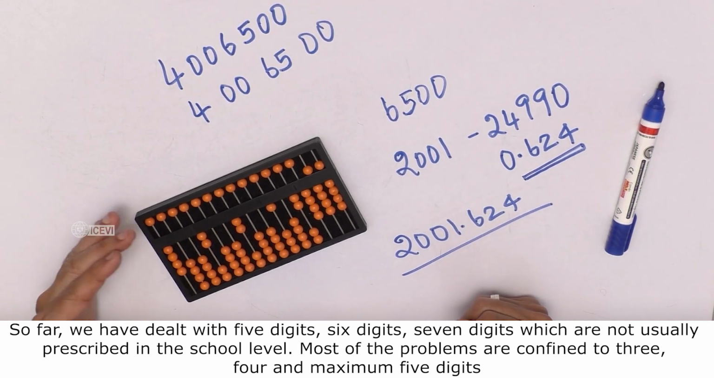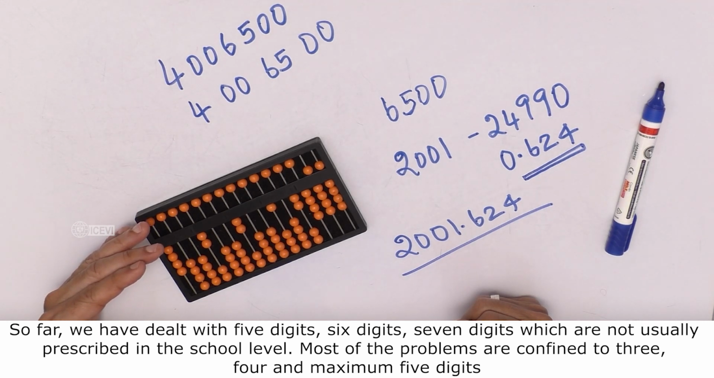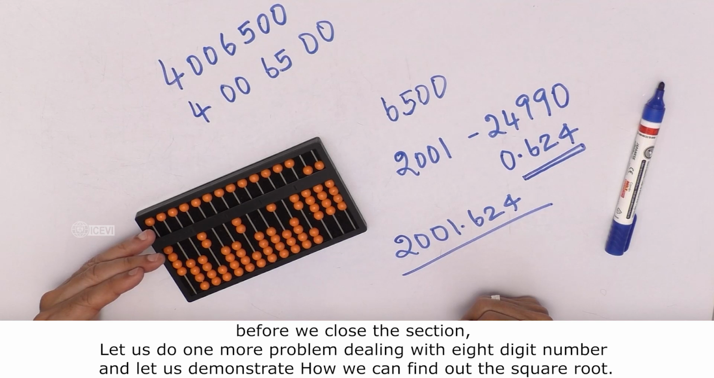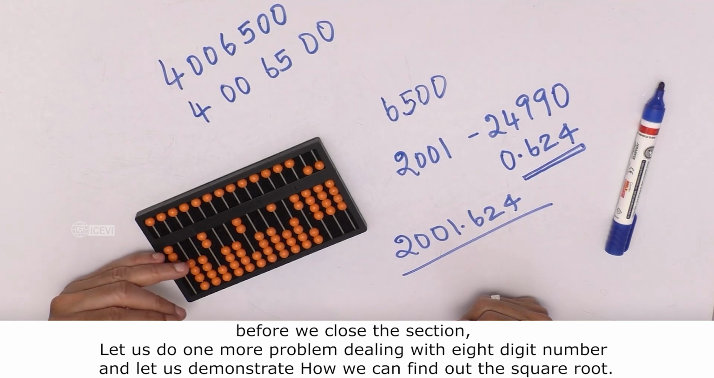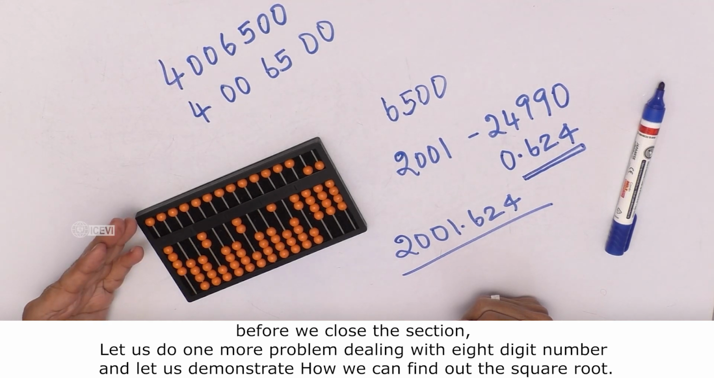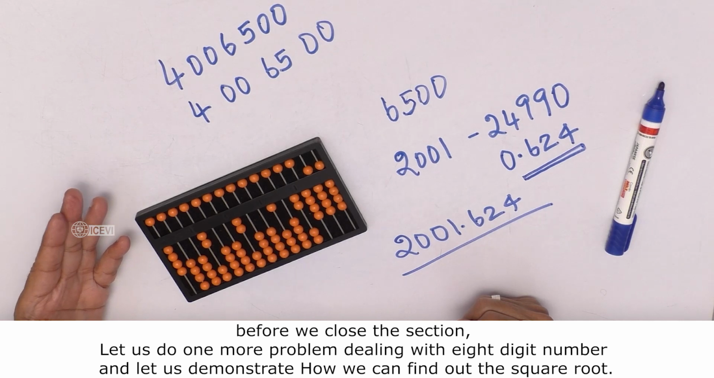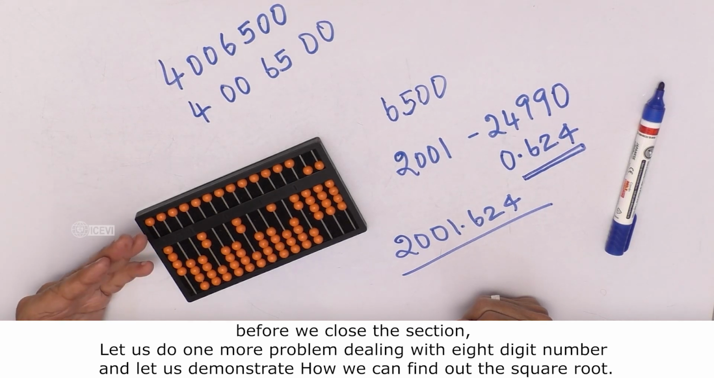So far, we have dealt with 5 digits, 6 digits, 7 digits, which are not usually prescribed in the school level. Most of the problems are confined to 3, 4 and maximum 5. Now, before we close this section, let us do one more problem dealing with the 8 digits number and let us demonstrate how we can find out the square root.